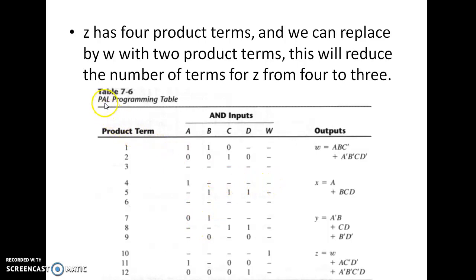So this is how we can represent the same function using a table. That table is referred as a PAL programming table. It is very simple, right? And if you consider Z, W is there, so put a 1, remaining all dash marks. Right? So this is the PAL programming table.